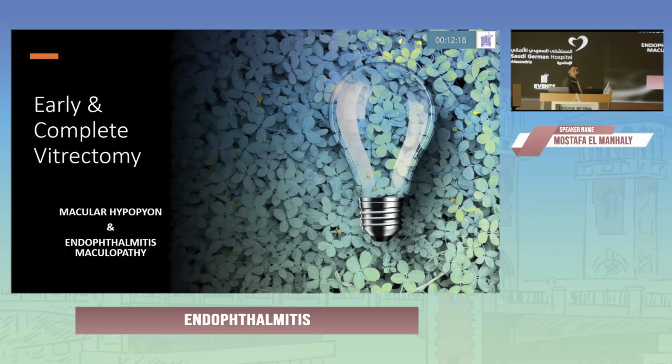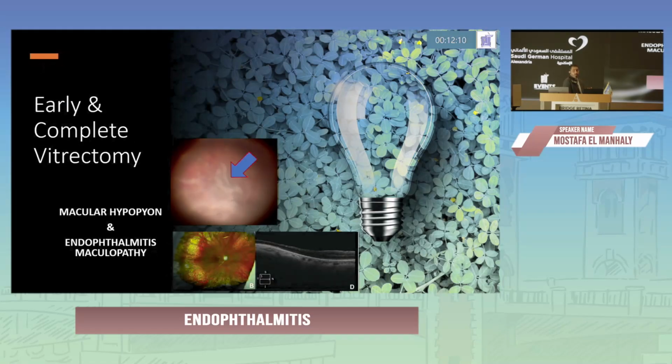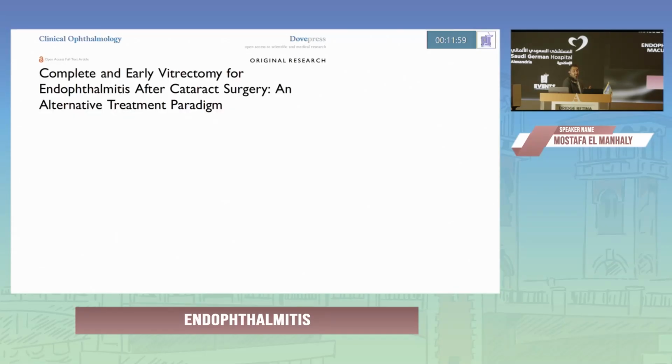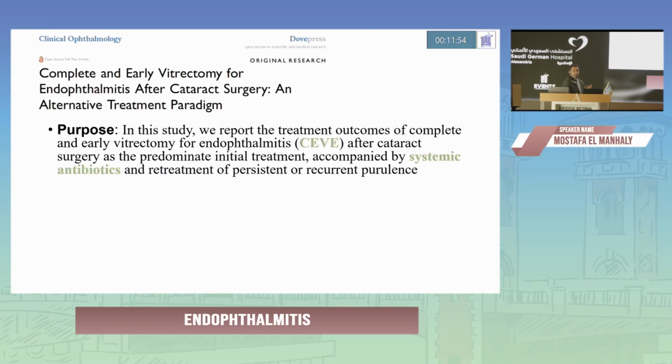Actually, it is better to have everything clean and clear as early as possible, because it is now proven that there is what is called a macular hypopyon and an endophthalmitis maculopathy. Whether you get this patient treated early or late, those patients are losing some of the retinal tissue if you leave this part of the hypopyon lying over the macula. And this is the complete early vitrectomy study that was comparing just the injection versus complete as possible early vitrectomy with systemic antibiotics, which was negated in the earlier endophthalmitis vitrectomy study.